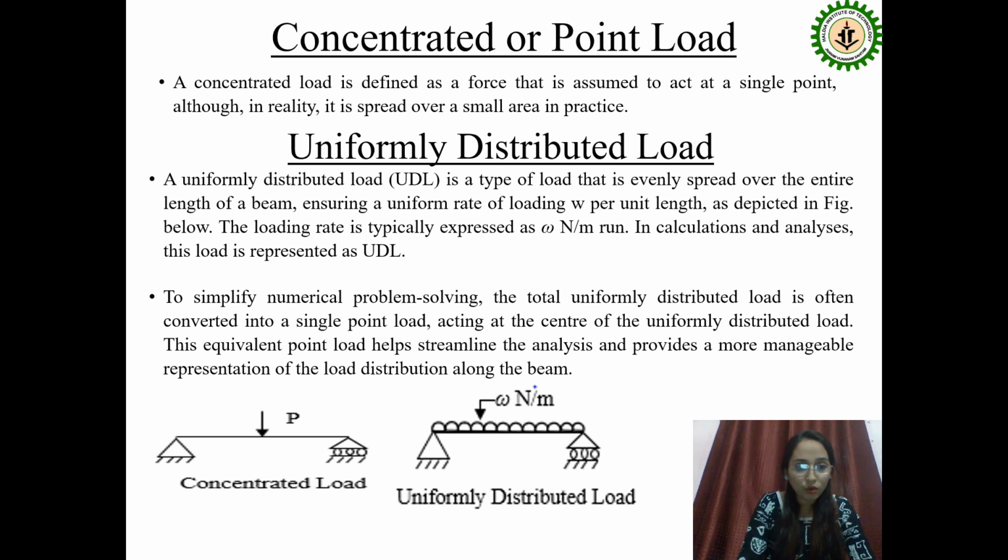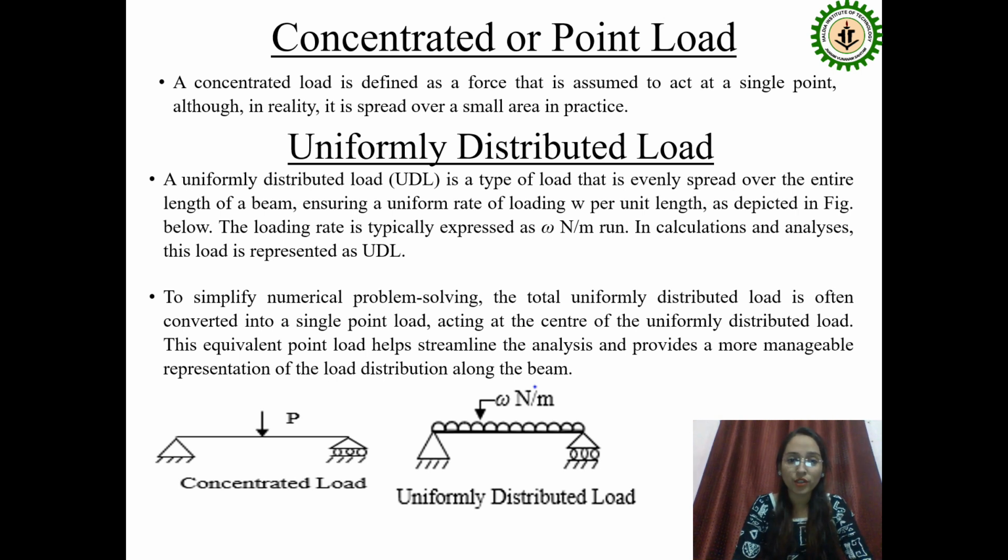Now the lower side there is a picture of concentrated load, that P, it is showed by an arrow. The P load showed by an arrow is acting on that point where the arrow touches the element, that is beam element. This is an example of concentrated load on a simply supported beam.